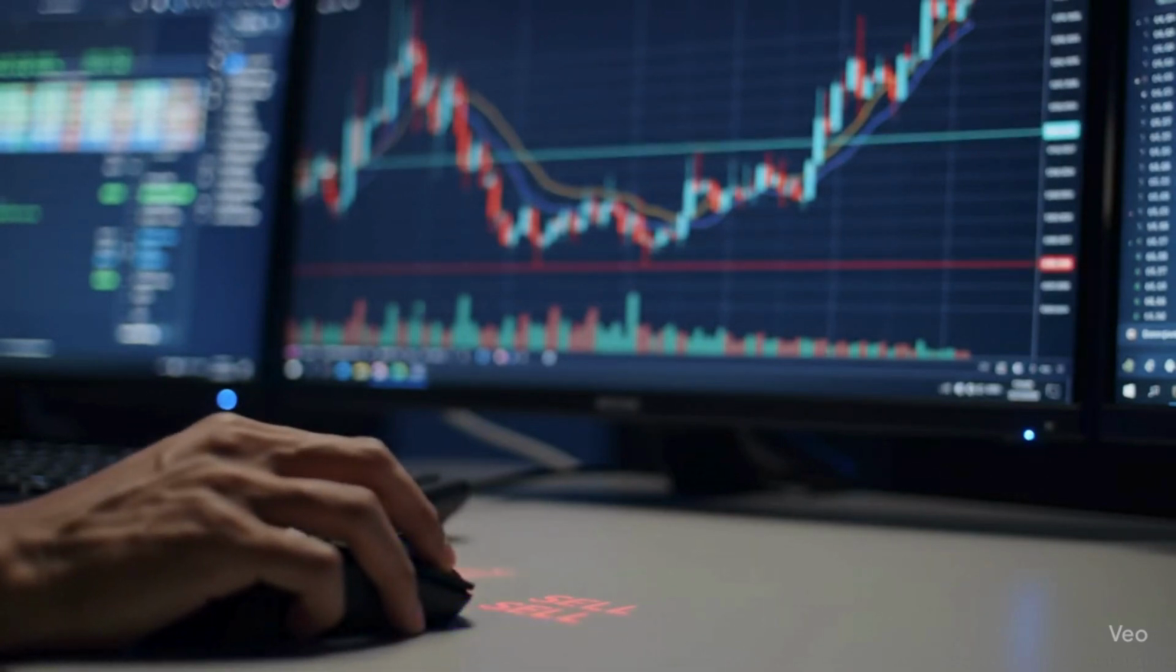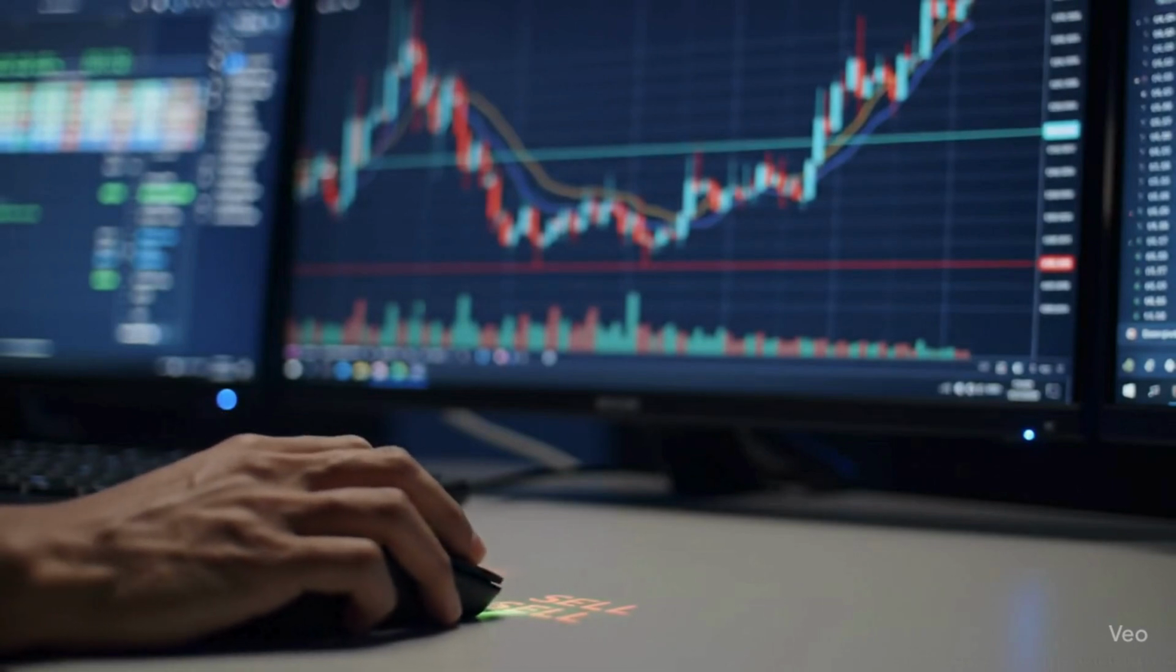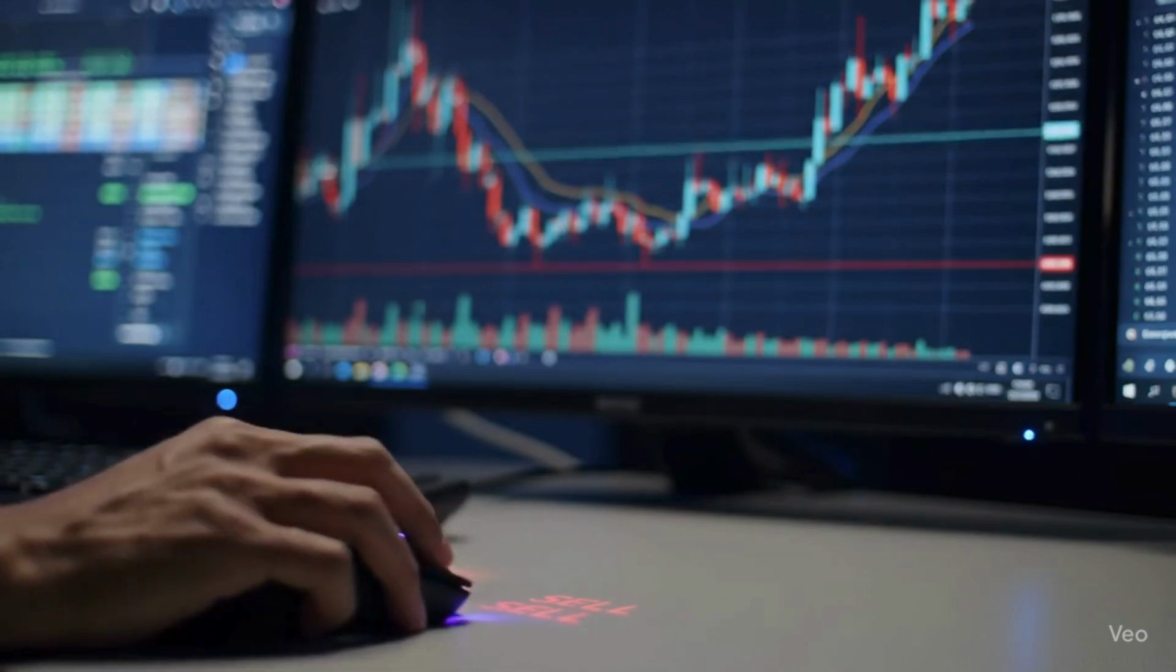Okay, so the signal triggers. What's the actual trade? How do you execute the arbitrage? Let's say the market forward rate is too high compared to theory, like our 5 pip example.